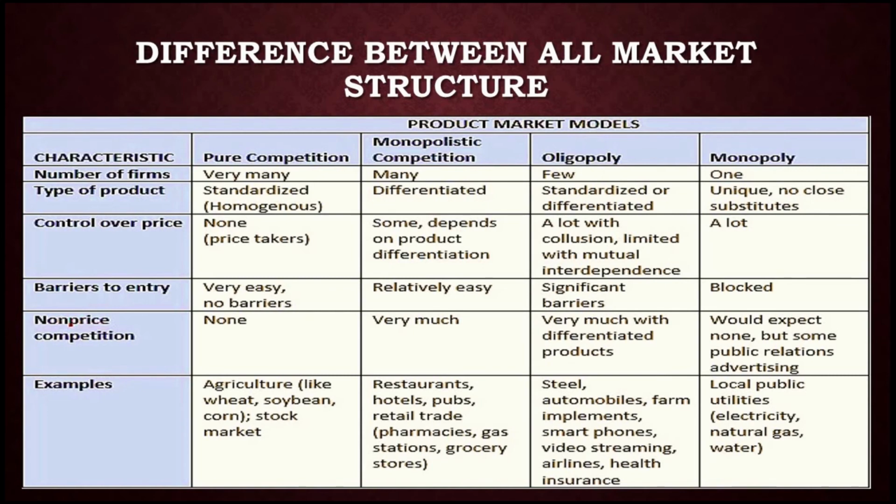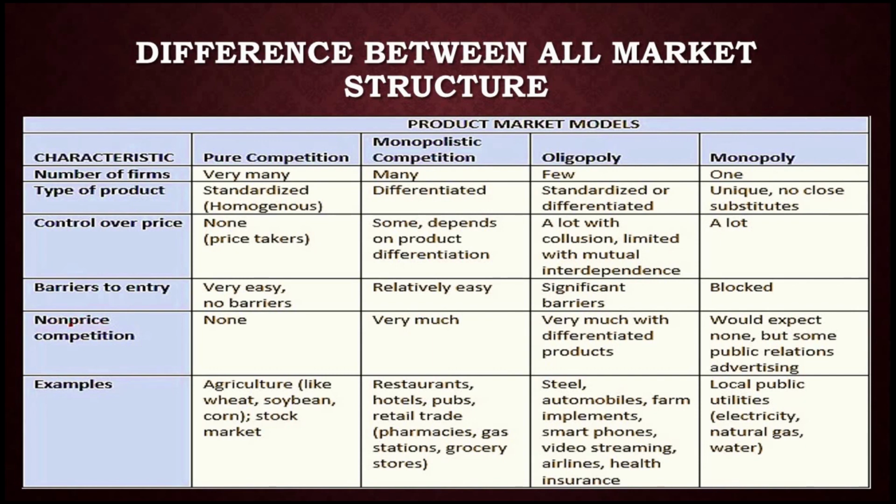Control over price: pure competition is a price taker, monopoly is a price maker, in oligopoly, with a lot of collusion, one is leader and one is follower, and in monopolistic competition it is some, depending on product differentiation. Barriers to entry are very easy and relatively easy in the first two, oligopoly is a little bit difficult, and monopoly is blocked. Non-price competition is none in pure competition, very much in monopolistic competition, very much with differentiated products in oligopoly, and in monopoly none is expected but some public relations advertising.